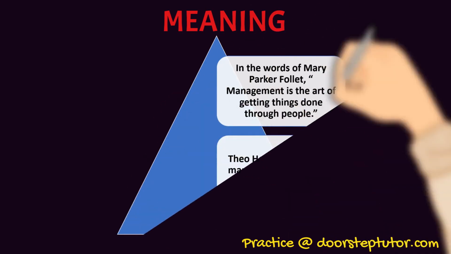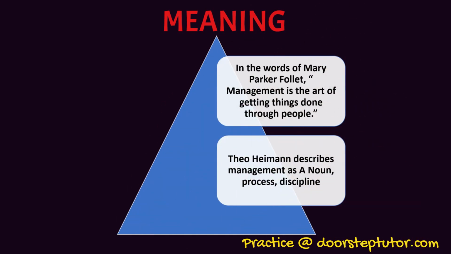Now, in the words of Mary Parker Follett, she said that management is the art of getting things done through people. Yes, very right. You should know how to get work done through people in your organization if you are a manager. Okay. Then Theo Haimann says that management is a noun also, it is a process also, it is a discipline also, because we all study it as a discipline. Then I explained the process also, that is, there is planning, organizing, directing, controlling through the college function example, right? And it is a noun also, okay.